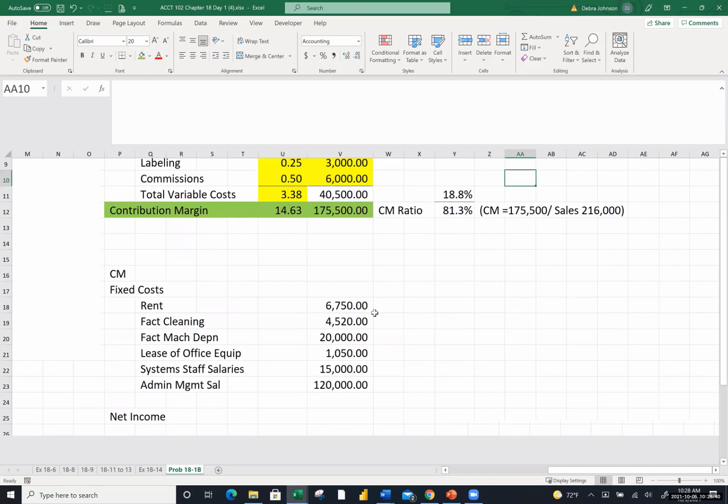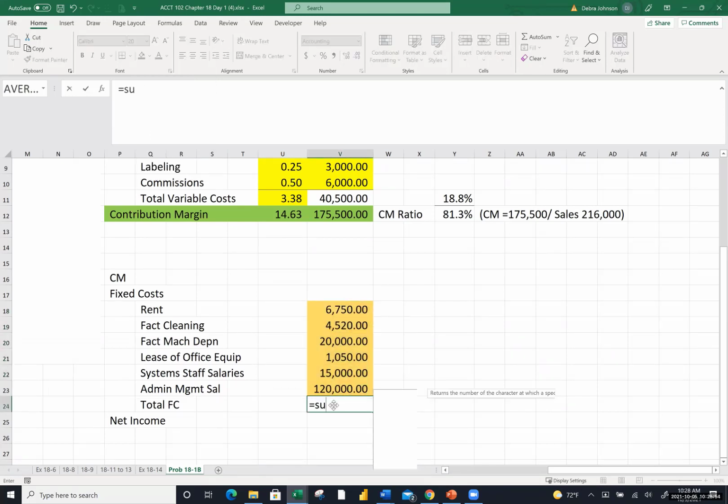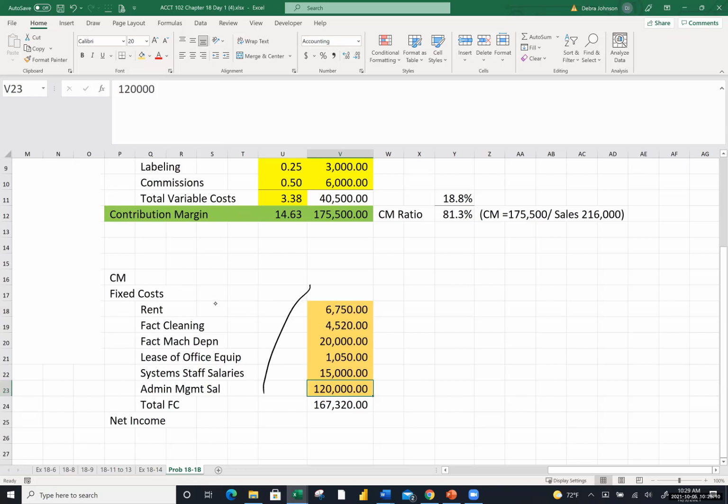Let's go finish this income statement. Let's add up these fixed costs, and I'll make those a different color. And I'm glad you guys are checking me because sometimes I don't quite pick up the right things. Let's sum those yellow numbers up. You guys are definitely going to double check me. I got 167,320 on the fixed costs. We don't have to worry about per unit items because they're not used in our analyses.